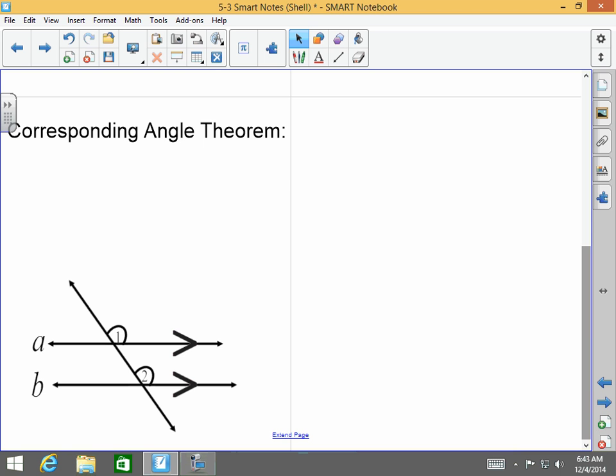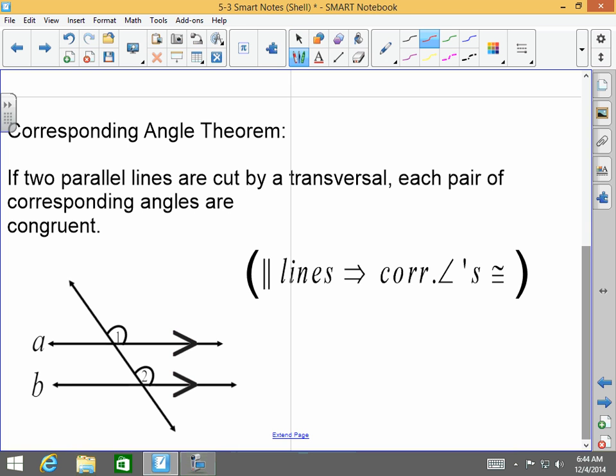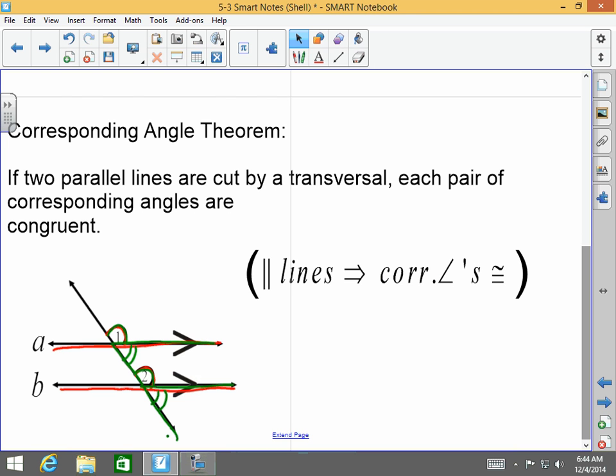Corresponding angle theorem states that if two parallel lines are cut by a transversal, each pair of corresponding angles are congruent. So if I have parallel lines, corresponding angles are congruent. Since these two lines are parallel, angle 1 will be congruent to angle 2. Remember, this is the F. You have top side to top side and underbelly to underbelly. That's corresponding angles.